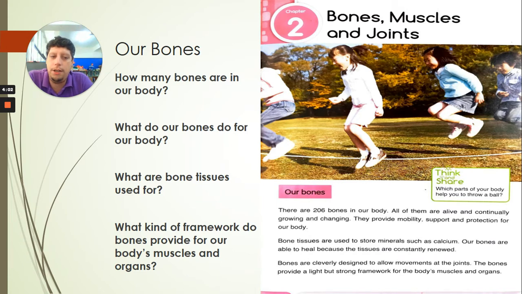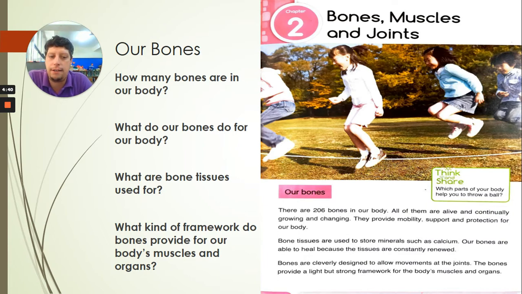Bone tissues are used to store minerals such as calcium. Our bones are able to heal because the tissues are constantly renewed. So we know how important it is to get calcium into our body. And we eat fruits, vegetables, and we drink milk, okay? All those foods are full of calcium, and we need that calcium to keep our bones healthy and strong, okay? That's why it's so important for us to consume those foods.